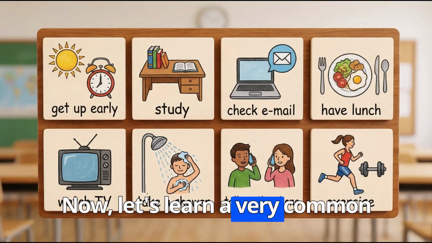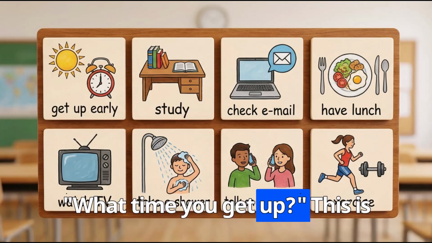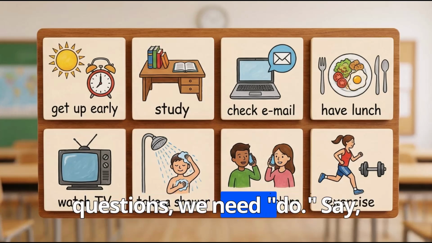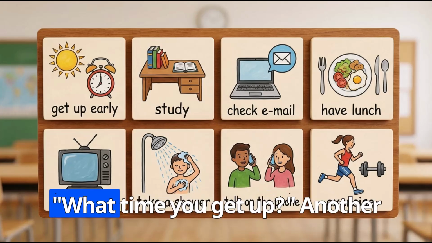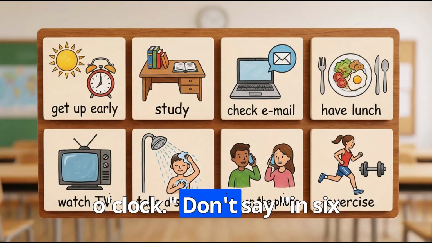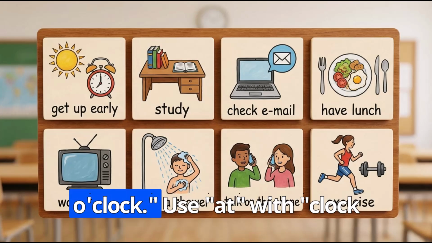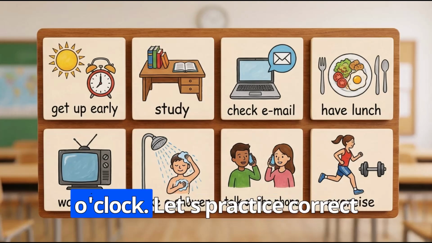Now, let's learn a very common mistake. Many learners say, "What time you get up?" This is not complete. In English questions, we need do. Say, "What time do you get up?" not what time you get up. Another mistake is, "I get up in 6 o'clock." Don't say in 6 o'clock. Say, I get up at 6 o'clock. Use at with clock time. At 6, at 7:30, at 12 o'clock.